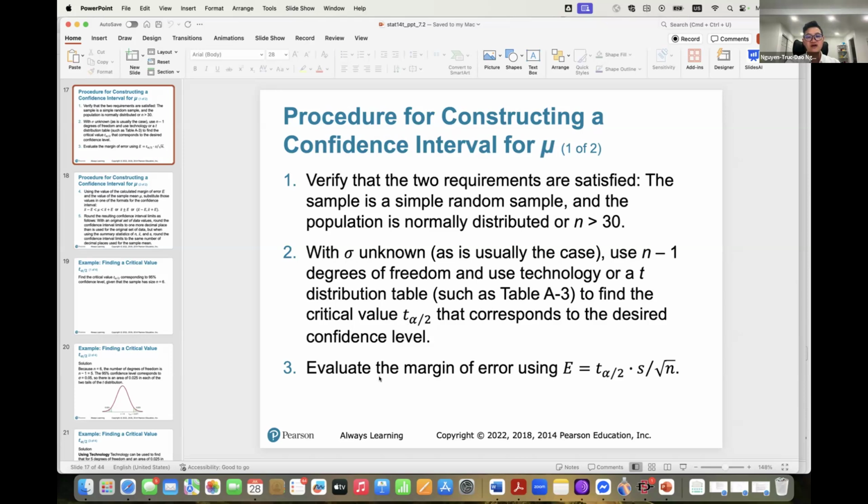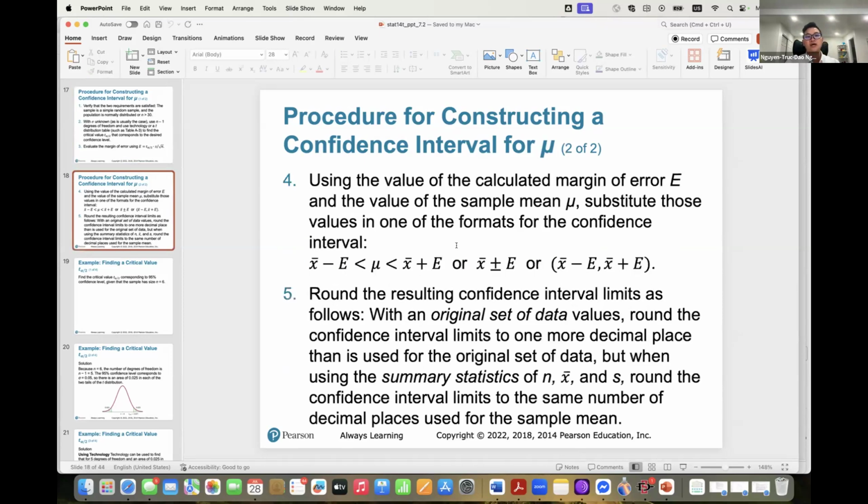And the third step, we evaluate the margin of error. We use this formula, right? t alpha over 2 times the standard, that one is the standard error. In step number 4, using the calculated margin of error E and the value of the sample mean, we substitute those values in one of the formats of the confidence interval. So we know that this is the lower bound, this is the upper bound for the confidence interval.